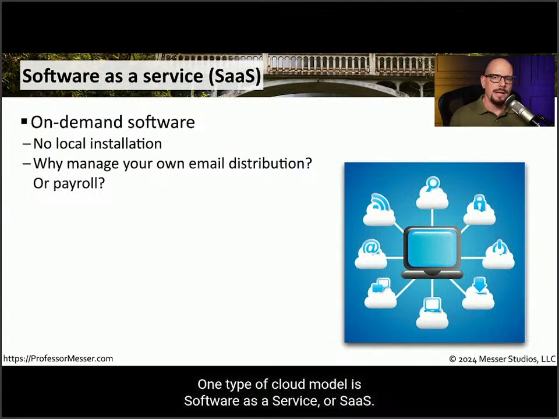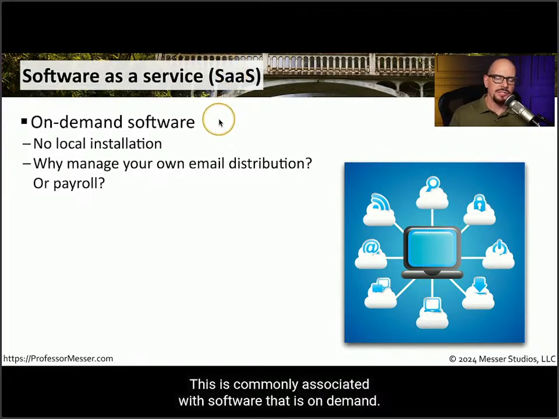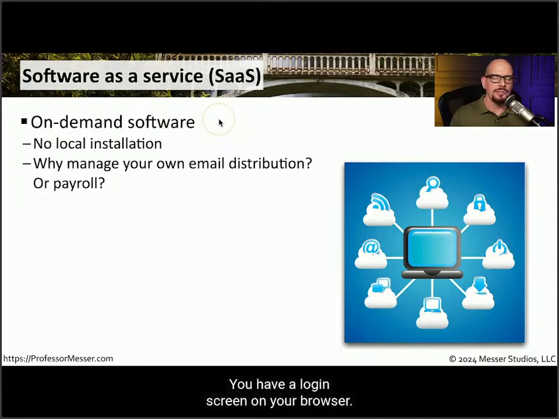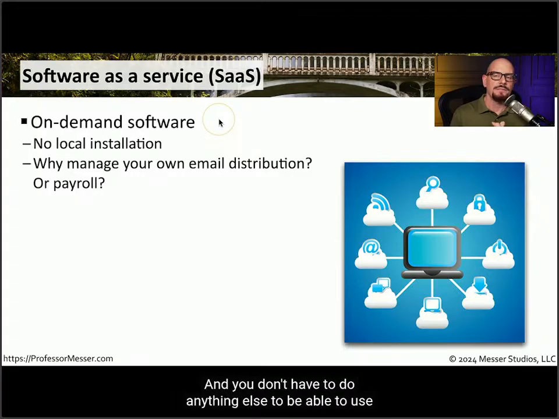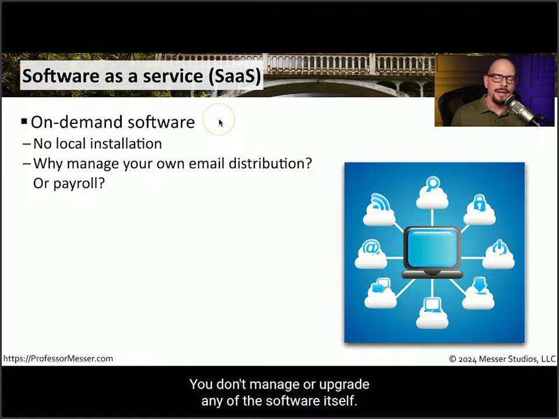One type of cloud model is software as a service, or SaaS. This is commonly associated with software that is on demand. You have a login screen on your browser, you log in, and now you have access to the application. Someone else has written the application, someone else manages the application, your data is stored somewhere within that application, and you don't have to do anything else to be able to use that particular app. You don't have a local installation of software, you don't manage or upgrade any of the software itself. Instead, you simply log in and use the app.